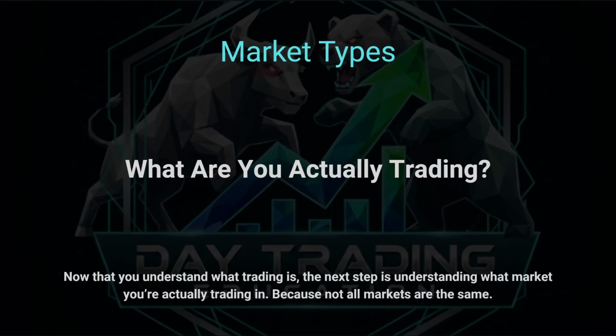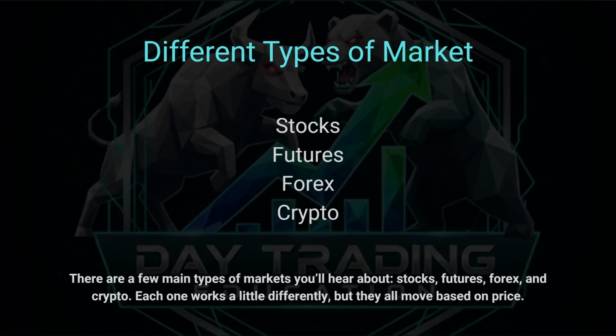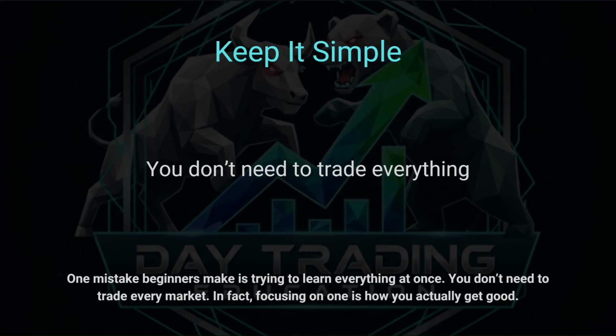Now that you understand what trading is, the next step is understanding what market you're actually trading in, because not all markets are the same. There are a few main types of markets that you'll hear about: stocks, futures, Forex, and crypto. Each one works a little differently, but they all move based on price.